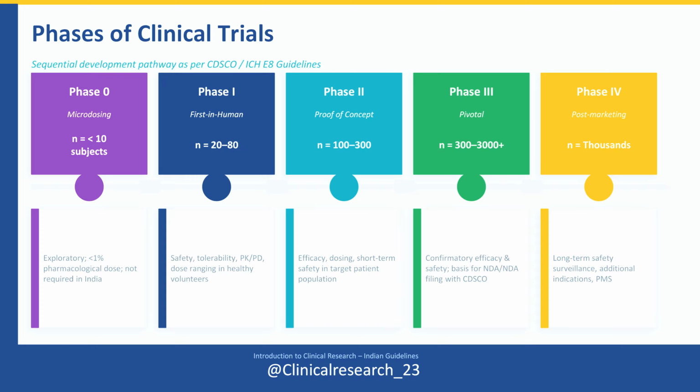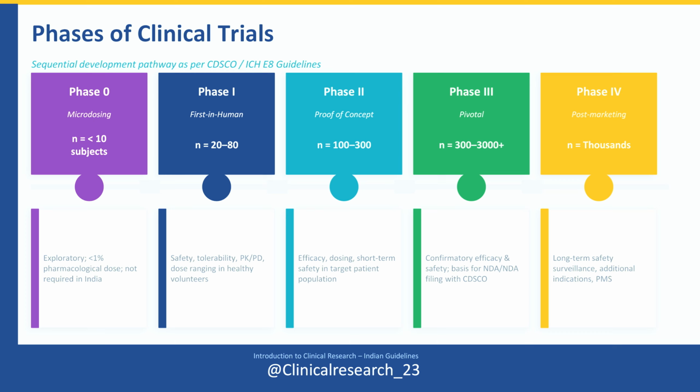Then comes Phase III, involving a larger group of 100 to 300 subjects. This is pivotal for confirming the drug's efficacy, determining the optimal dose, and monitoring safety on a broader scale. The data from this phase are critical for regulatory approval, like the NDA or new drug application, especially here in India with the CDSCO.